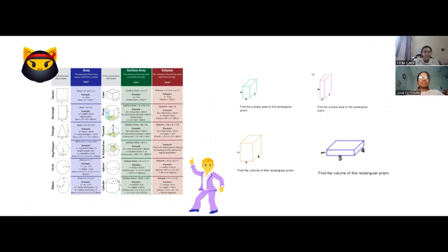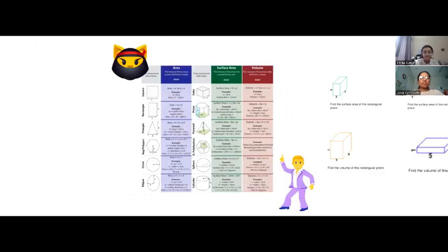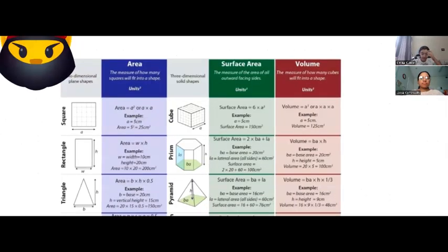So before we get into the questions, let me just zoom in. Okay, so let's talk about this formula sheet. Here we have our area, surface area, and volume, but let's focus only on surface area and volume. If you want to know more about area, you can go and watch our area and perimeters video. That video will explain area and perimeter very well. So this video is mainly focused on surface area and volume. So let's get started.